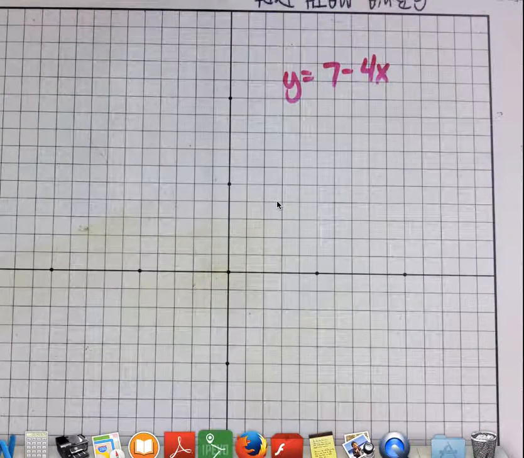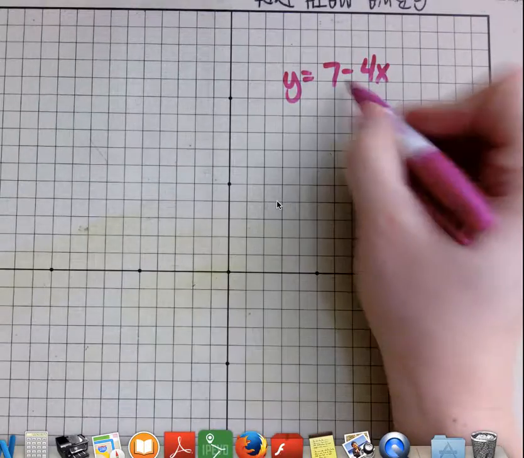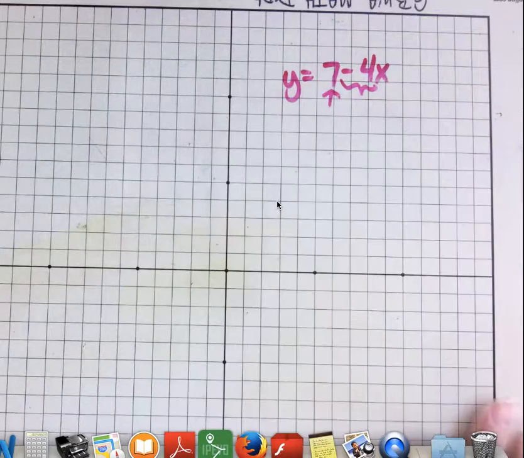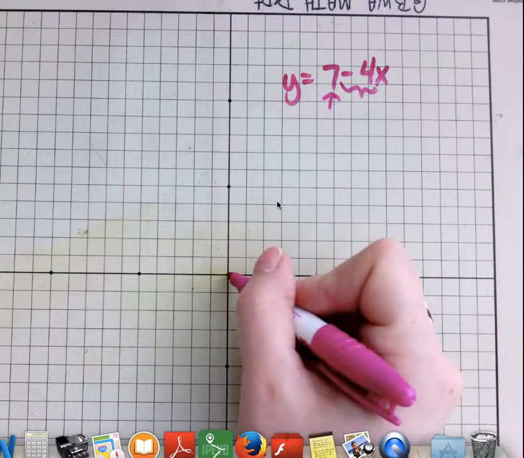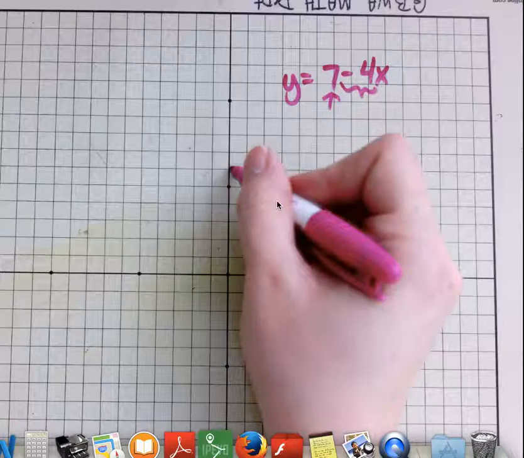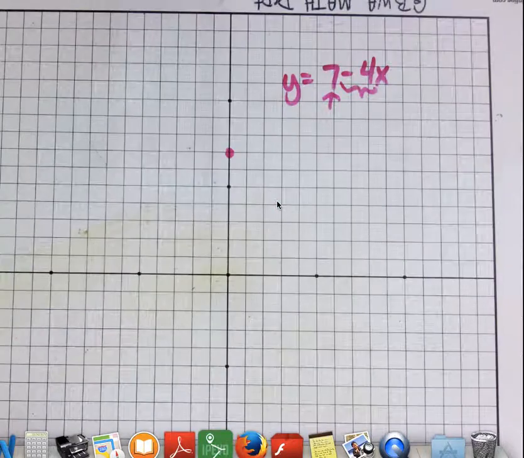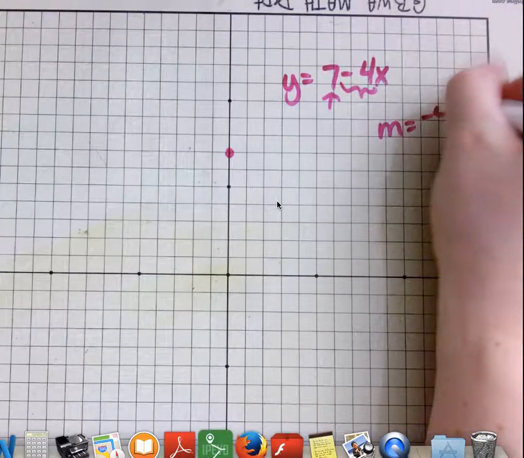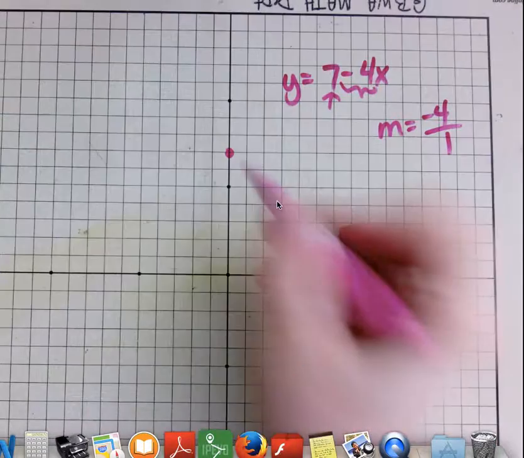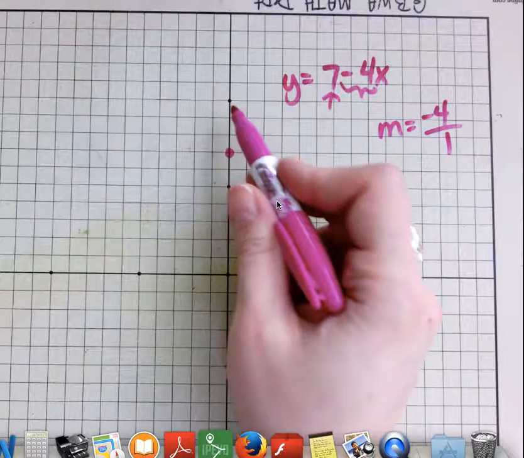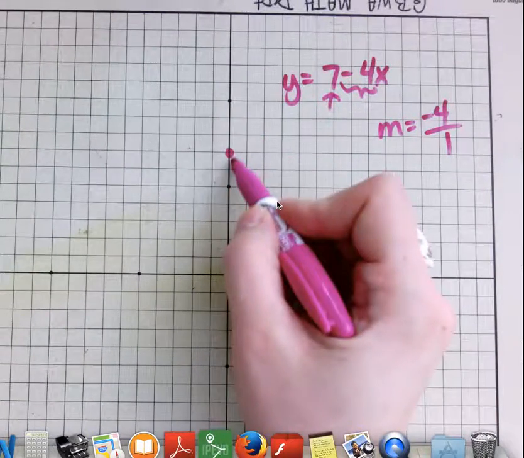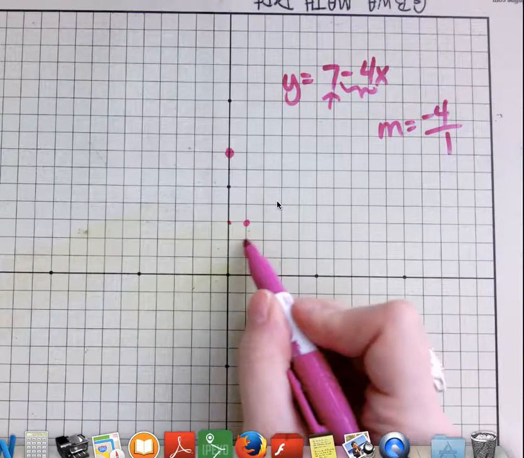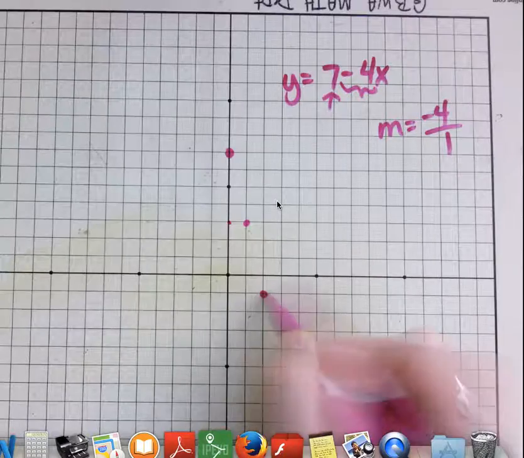What is my slope here? Well, my slope here is really going to be -4, and then my y-intercept is this +7. So I start with my y-intercept of 5, 6, 7, and now I use my slope. -4 is really a slope of -4 over 1, right? So instead of going up, because it's rise over run, I'm going to go down 4. 1, 2, 3, 4, and to the right 1.